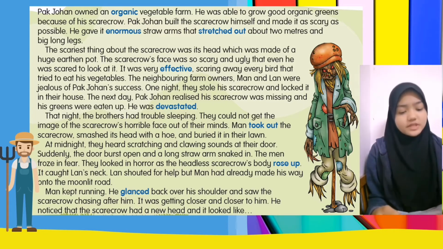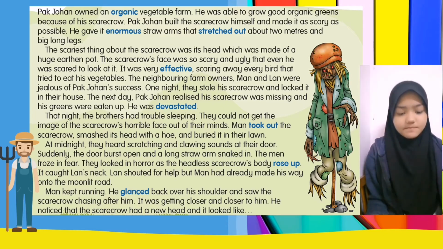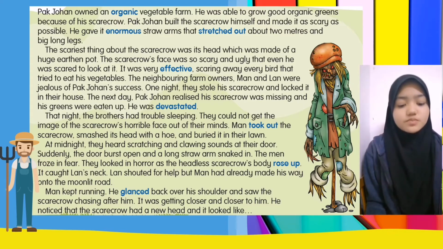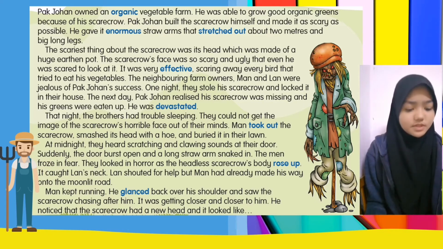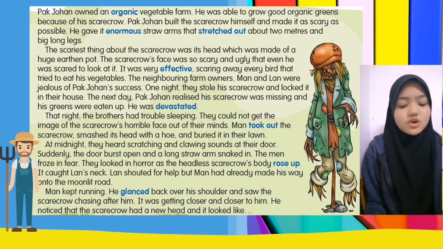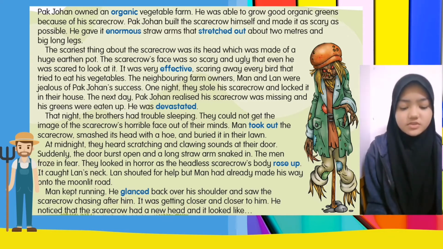Pak Johan owned an organic vegetable farm. He was able to grow good organic greens because of his scarecrow. Pak Johan built the scarecrow himself and made it as scary as possible. He gave it enormous straw arms stretched out about 2 meters and big long legs. The scariest thing about the scarecrow was its head, which was made of a huge earthen pot.